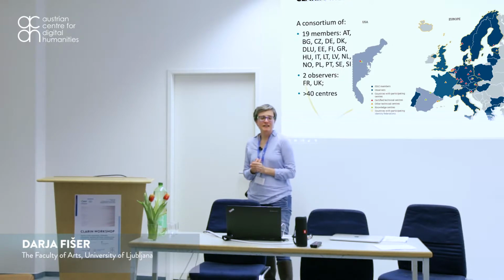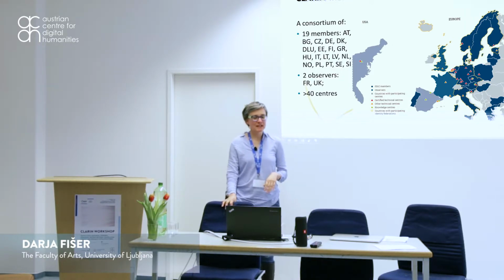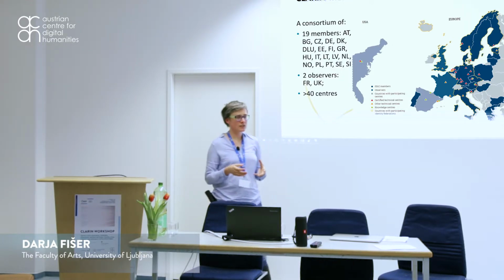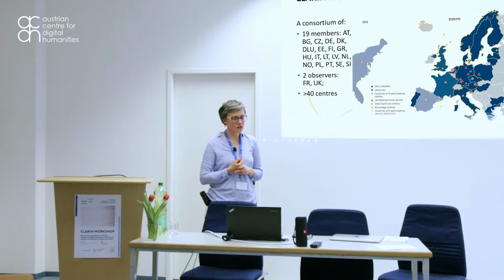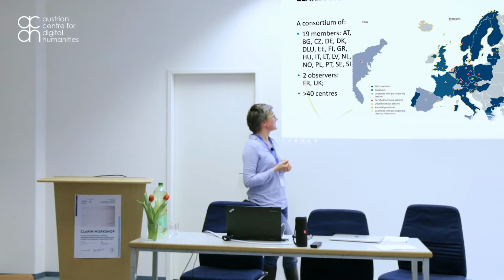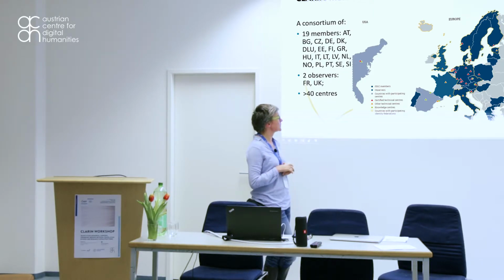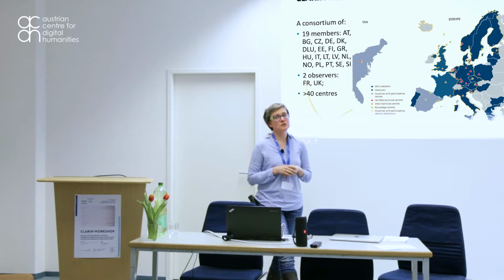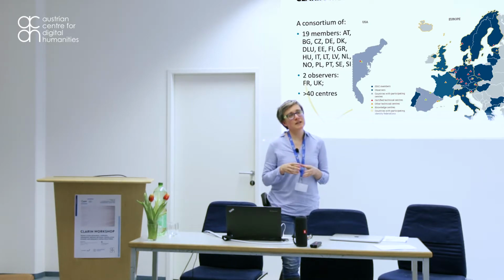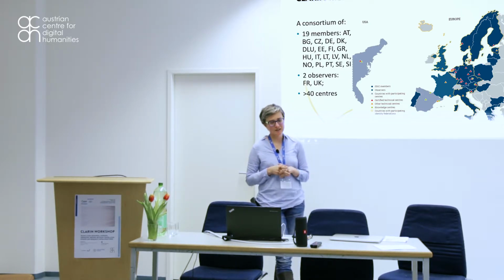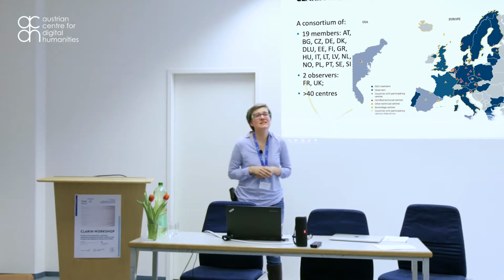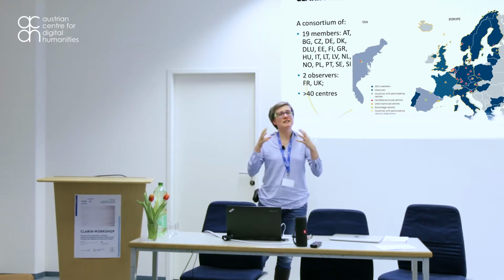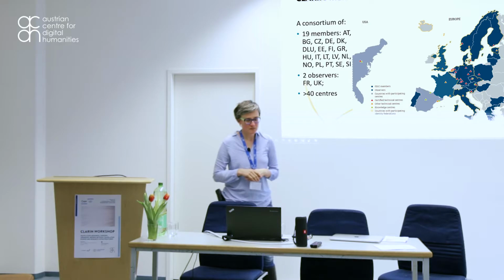This is the CLARIN map. CLARIN is not a national infrastructure, it's an international infrastructure, and it currently consists of 19 members and 2 observer countries. As soon as a country pays membership fee for CLARIN, all their citizens become members. So we have many more members than just 19. 19 means there's 19 countries in the network.